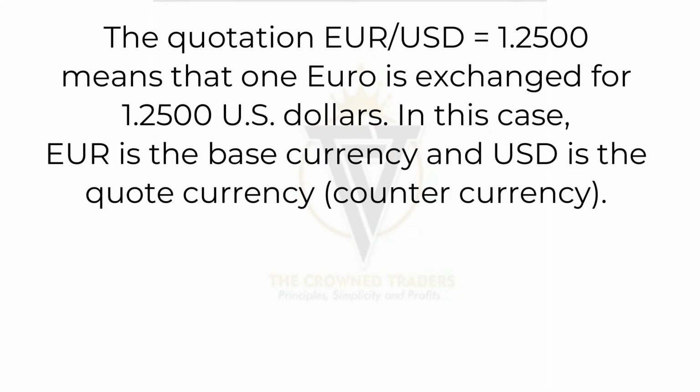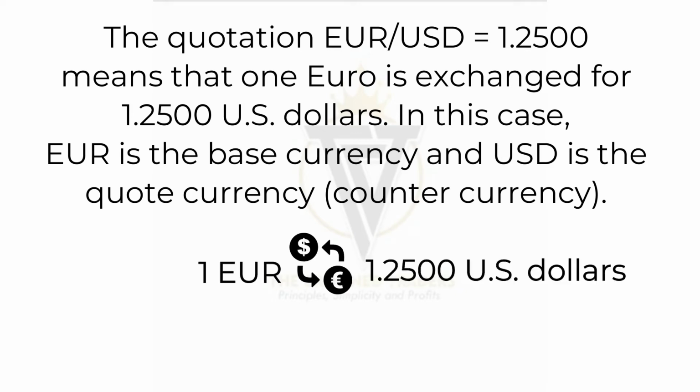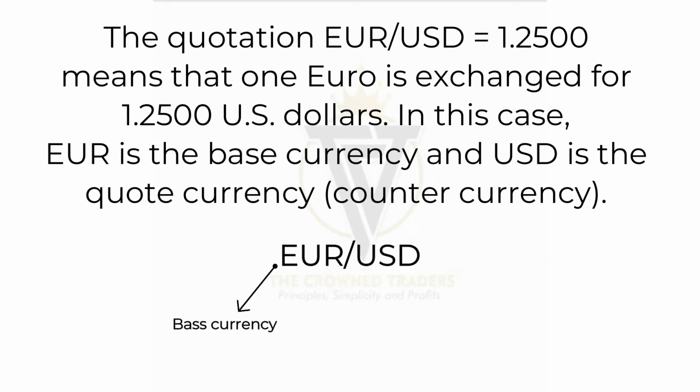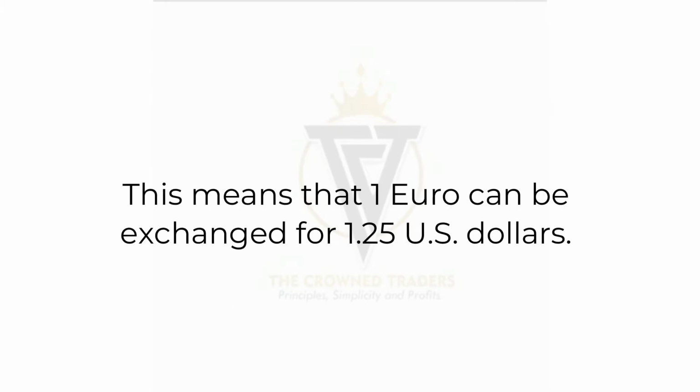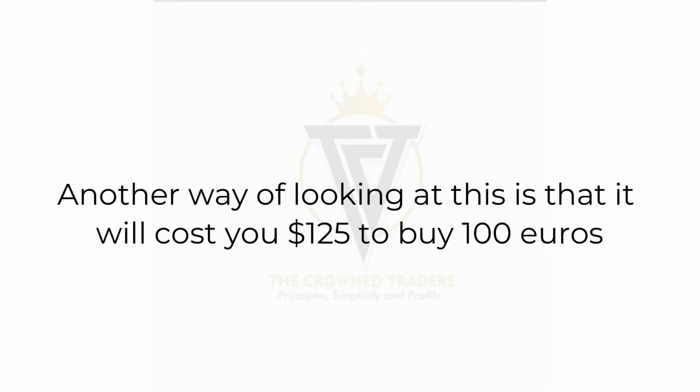Euro is the base currency, while USD is the quote currency. The quotation Euro USD equal to 1.2500 means that 1 euro is exchanged for 1.2500 US dollars. In this case, euro is the base currency and USD is the quote currency or counter currency. This means that 1 euro can be exchanged for 1.25 US dollars. Another way of looking at this is that it will cost you $125 to buy 100 euros.